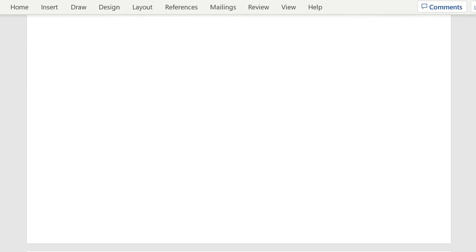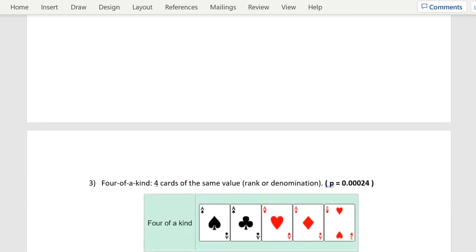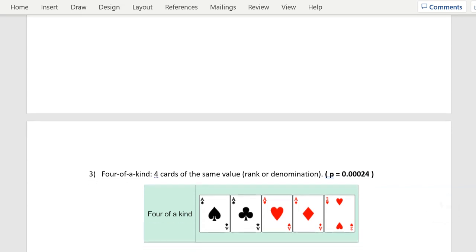And the next item on the list, the next categorization, is that of 4 of a kind. In 4 of a kind, as you can tell, there's 4 of the same kind, same value, same rank, or same denomination. So in this illustration, my 4 of a kind, I have 4 aces, and then the 5th card could be any one of the remaining 12 denominations in any suit, right?